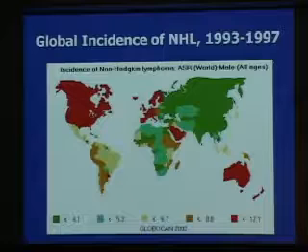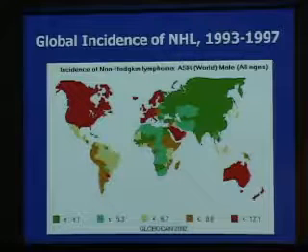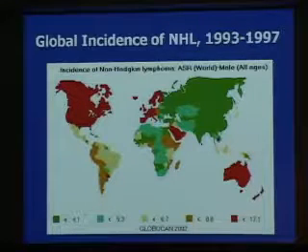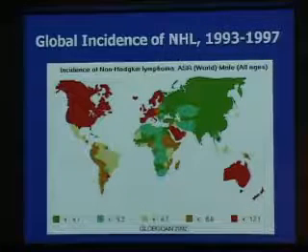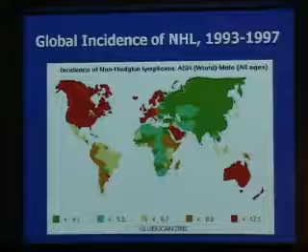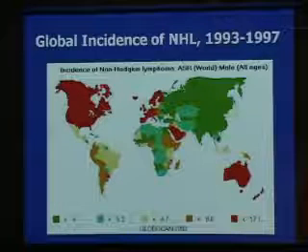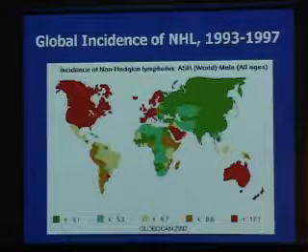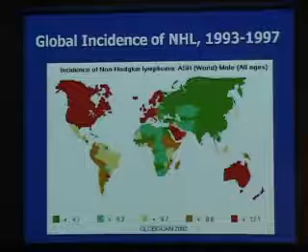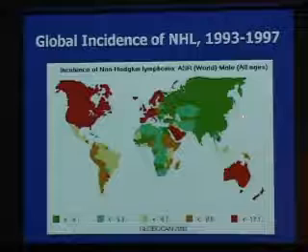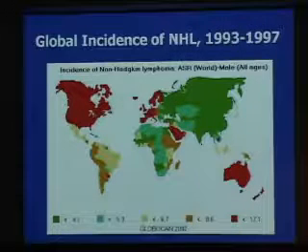This slide shows the global incidence of non-Hodgkin lymphoma. You can see the disease rates vary in different places around the world. The highest incidence rates appear in the more developed countries, and for the developing countries the incidence rates are pretty low, like China, Asia, and Africa.